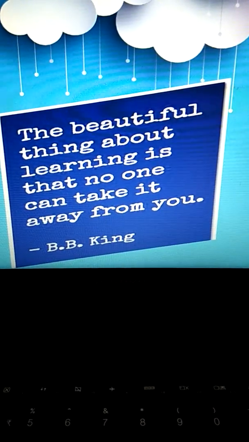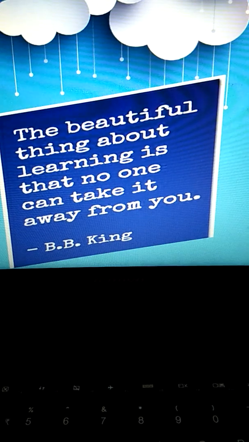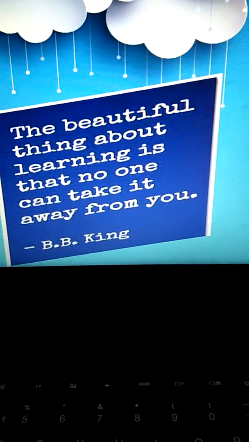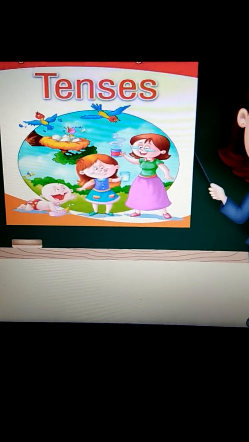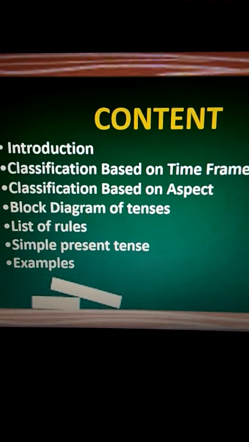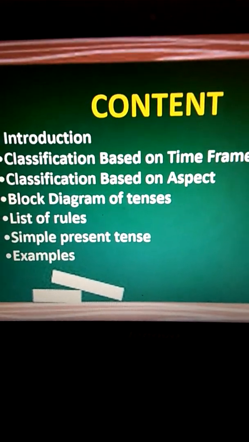So, we have discussed the thought that the beautiful thing about learning is that no one can take it away from you. So, today we come to our topic, that is tense. Tenses is the topic for today. What do we mean by tense? I explained to you. Before that, we will come to the content.